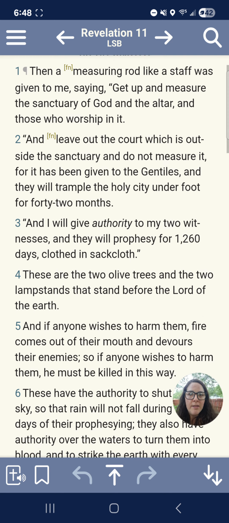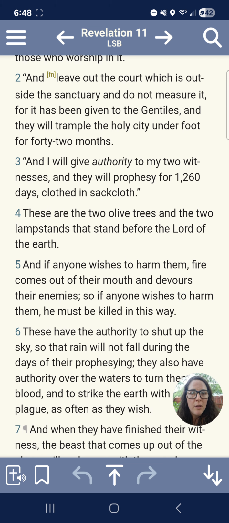So 2 witnesses, and it says in verse 3, and I will give my authority to my 2 witnesses, and they will prophesy for 1,260 days, clothed in sackcloth. These are the 2 olive trees and the 2 lampstands that stand before the Lord of the earth. Now that sounds a lot like Zechariah that we just read, right? That stand before the Lord of the earth.